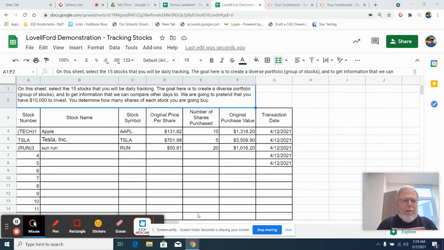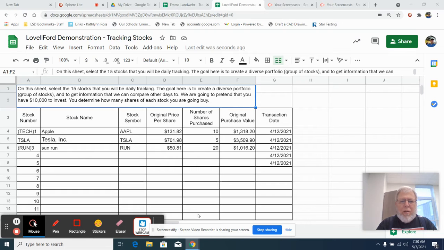All right, class, today what we're going to do is look again at the stocks and how we're going to work them on a week-to-week basis, okay? So you see in our original sheet that we have three stocks here, Apple, Tesla, and Sunrun, and we purchased them on the 12th of April.